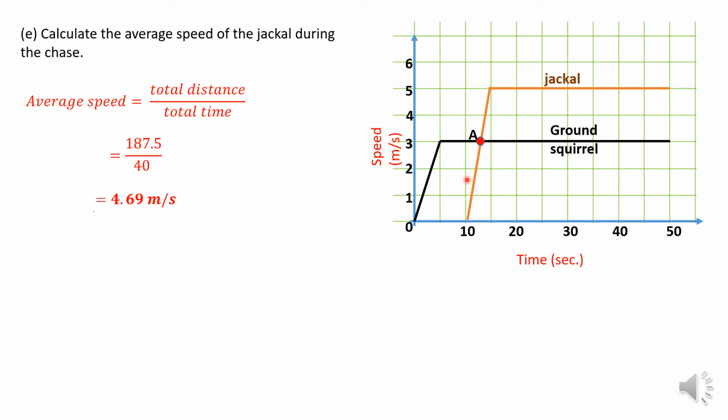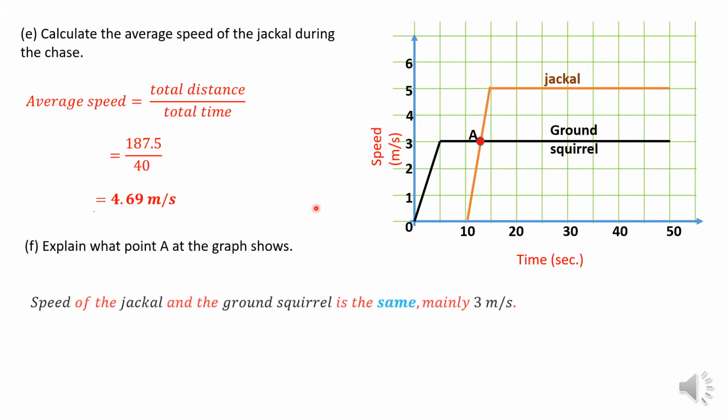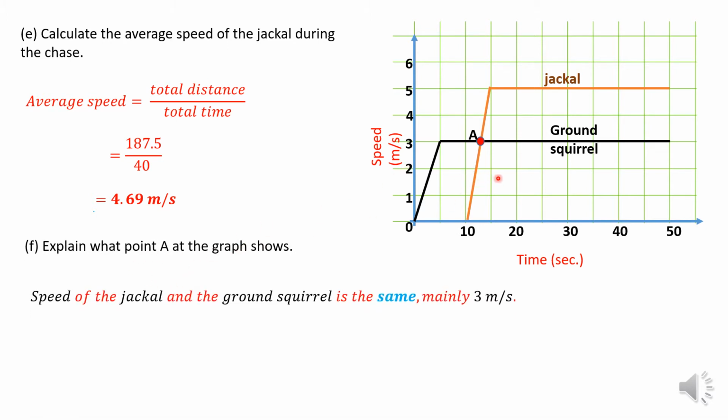I believe there is still one more question. Right, so part F, the first one they are saying you must explain what happened here. So as I said already in the introduction of this particular question, the speed of the ground squirrel and the speed of the jackal are exactly the same. They are equal, but it doesn't mean they are at the same place, okay? This ground squirrel already covered the distance here. It's just that at this particular instance, the jackal speed is equal to the speed of the ground squirrel.